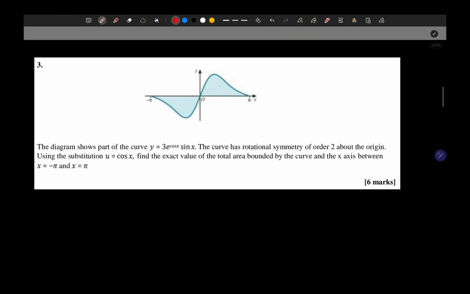The diagram shows part of the curve y equals 3 e to the power cos x sin x. The curve has a rotational symmetry of order 2 about the origin, which means that if this has an area of x, this will also have an area of x. Using the substitution u equals cos x, find the exact value of the total area bounded by the curve and the x-axis between x equals negative pi and x equals pi.